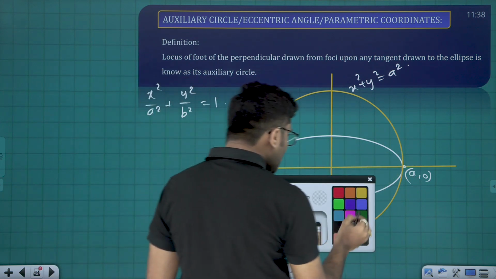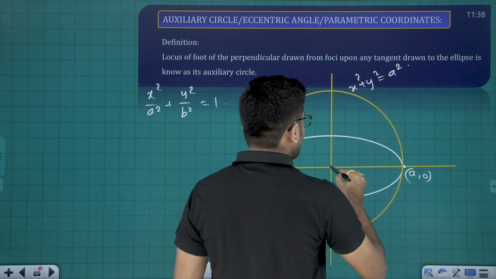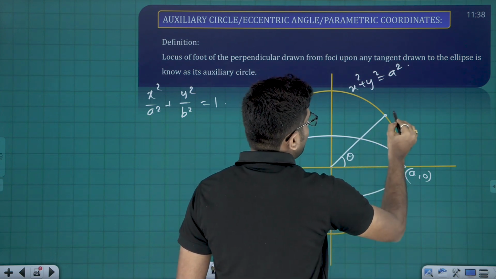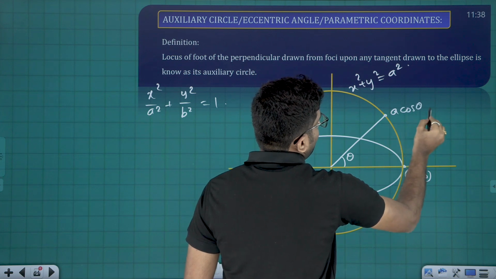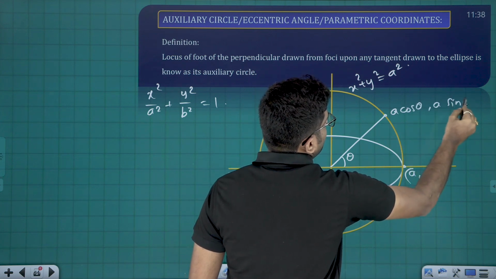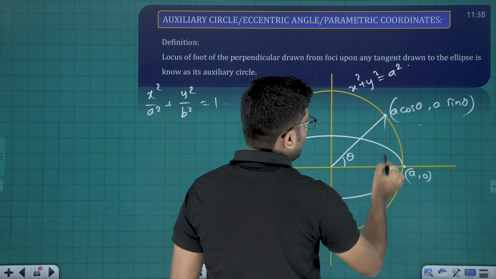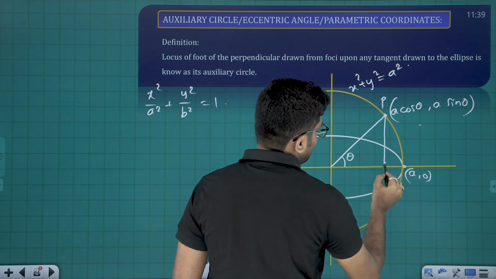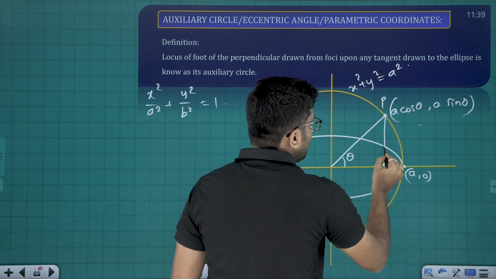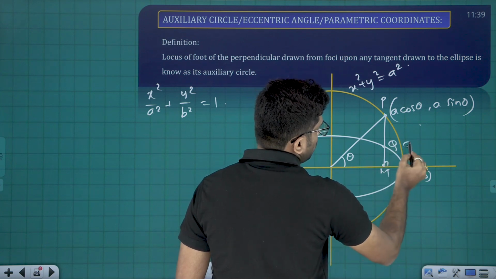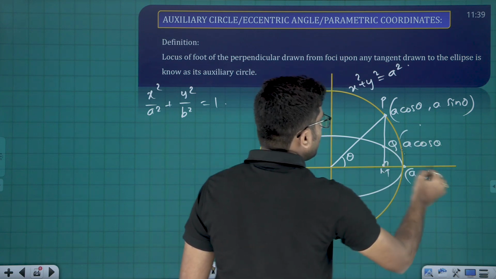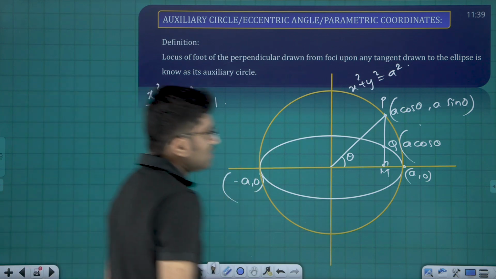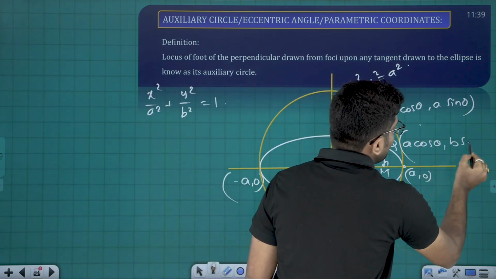Now, for this circle, if I draw parametric coordinates, let's say this is some angle theta. So this point P will be a cos theta comma a sin theta. Now if I draw a perpendicular from point P to the axis, let's say M, it intersects the ellipse at Q. So for sure the x coordinate of Q will be a cos theta, and if you substitute a cos theta in the ellipse equation, then y we get is b sin theta.